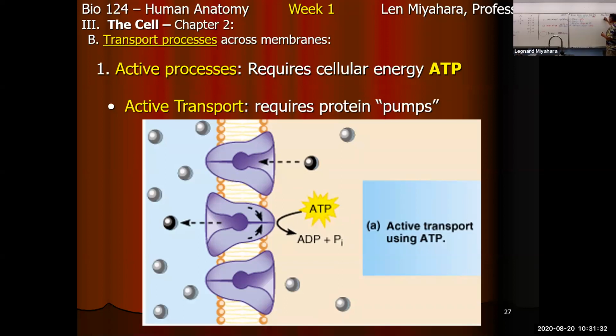And even in this whiteboard that I'm doing, I'm utilizing an outline arrangement. And in the case of active processes, it is also going mostly low to high concentration, up or against the concentration gradient.